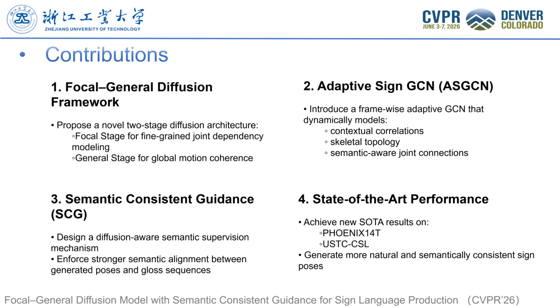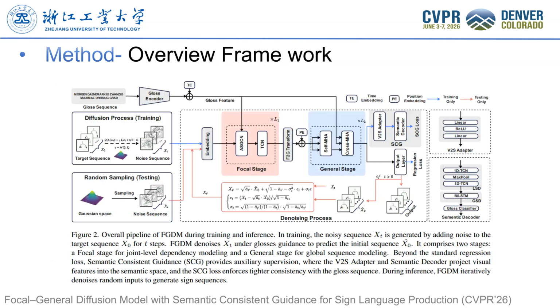USTC-CSL. This is the overall framework of our paper. During training, we use DDPM to add random noise to the target sequence, generating a noisy sequence. This noisy sequence is then fed into our 2-stage denoising model, which denoises it conditioned on the gloss. The model is supervised by the standard coordinate regression loss as well as our proposed SCG loss. During inference, we use DDIM to iteratively denoise and obtain the final predicted sequence.